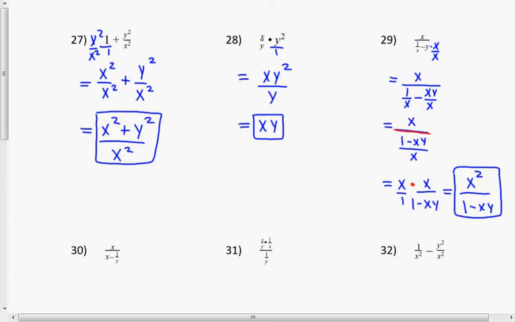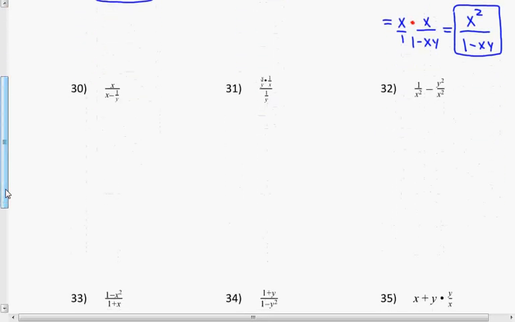Number 30 is the same process, kind of reversed. So again, this time my common denominator is going to be y, multiply by y over y, and I get x divided by xy minus 1 over y. And so remember that to divide by that fraction, I can instead multiply by its reciprocal. So x times y over xy minus 1 gives me xy over xy minus 1.